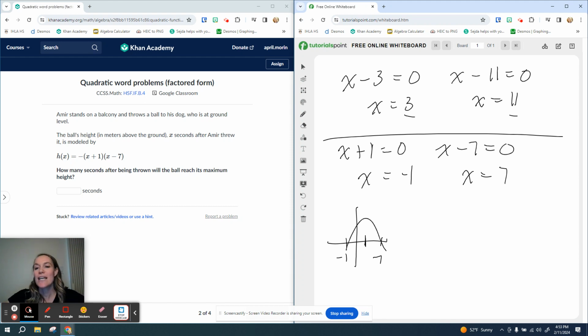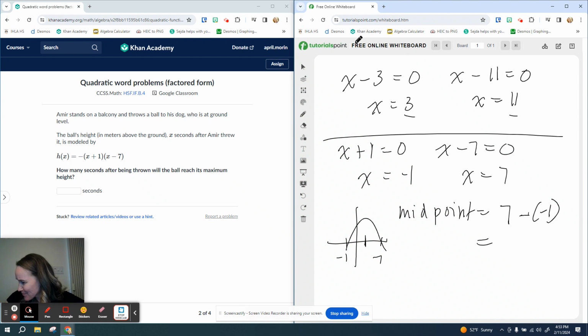So all I do is I take one x and I subtract it from the other. So midpoint equals 7 minus a -1, right? I think. No, I don't think that's going to work. Divided by 2. Yes, this is going to work. Okay, so 7 minus a -1 is the same thing as 7 plus 1. That's 8. 8 divided by 2 equals 4.